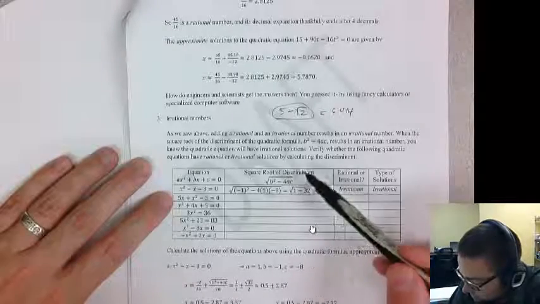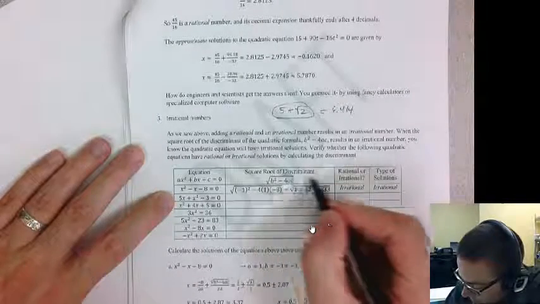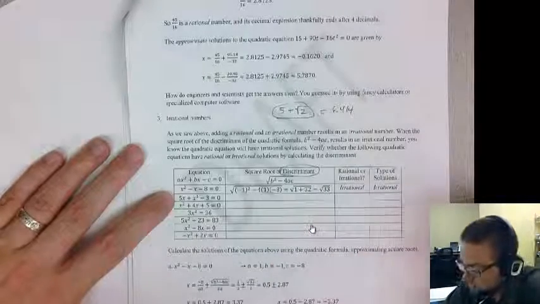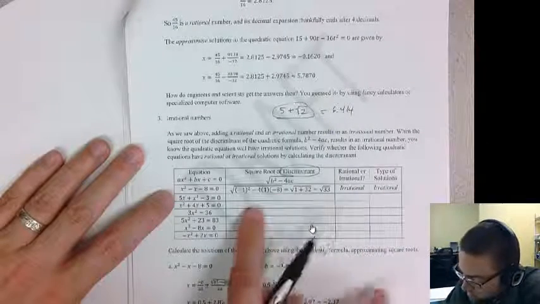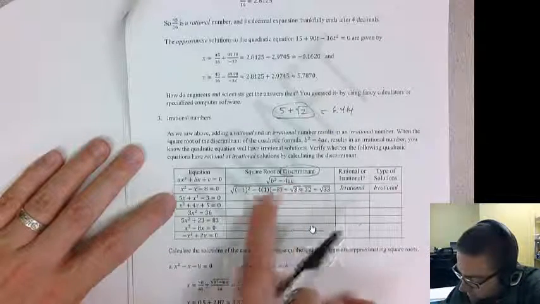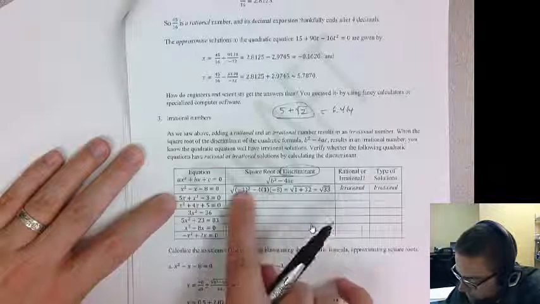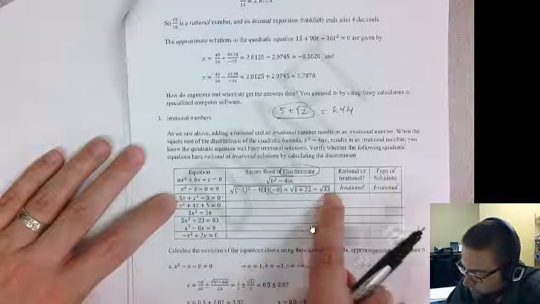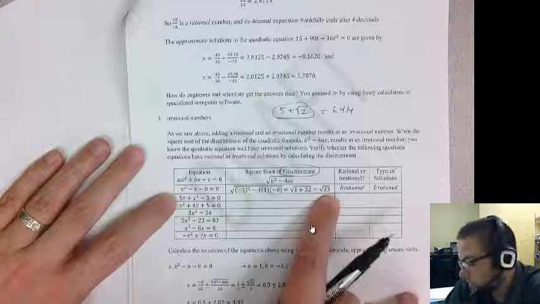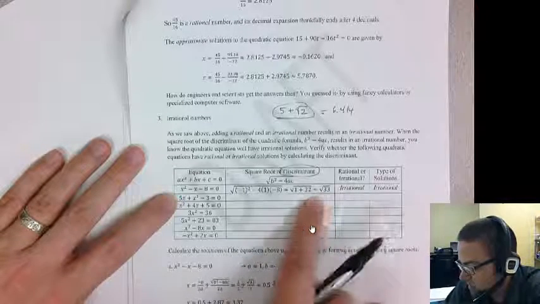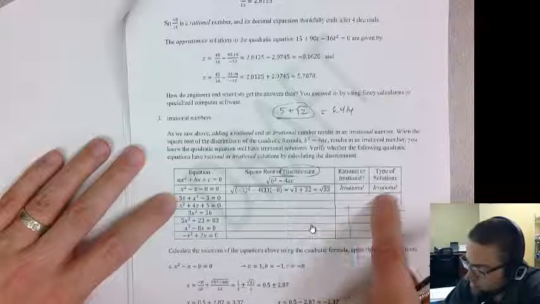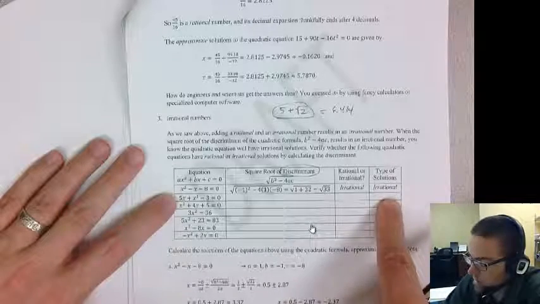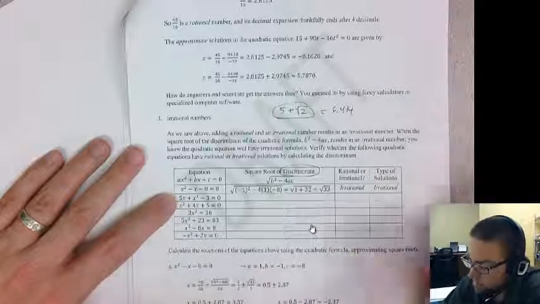Okay, so the square root of the discriminant, by the way, this word discriminant is talking about this part under the radical, the b squared minus 4ac. So if you can find out what the discriminant is, if it has a perfect square, it will be rational. If it has no perfect square, like in this case, square root of 33 is irrational, so the type of solution will be irrational. So whatever's under the square root, if it's a rational number, then you'll have rational solutions. If it's irrational, you will have irrational solutions.